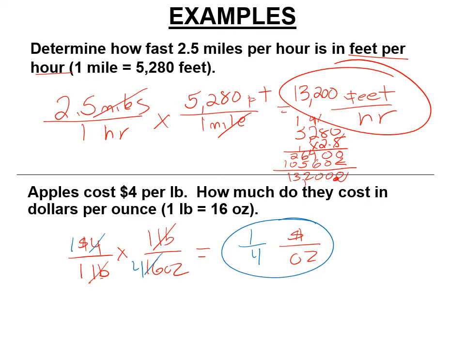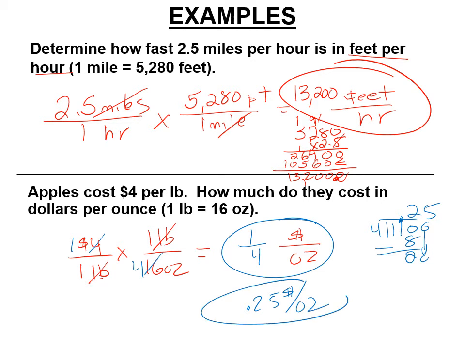Now, this is money. It is 1/4 of a dollar. What is 1/4 of a dollar? There's many ways to do this, but hopefully you've memorized what 1/4 is. 1/4 is 25 cents, so you could also write it as 25 cents per ounce, either way.